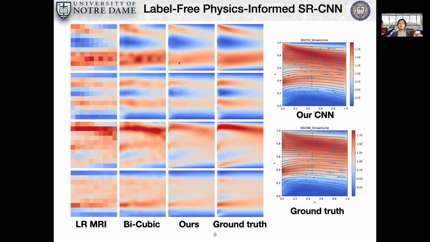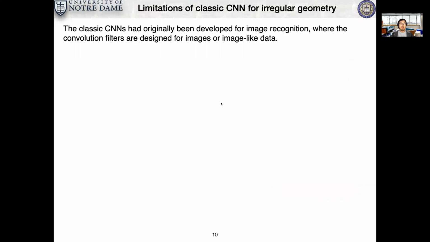So remember here, no high resolution labels are actually used to train this super resolution CNN. Okay, so it's more like a label-free super resolution CNN. However, here we have another problem.